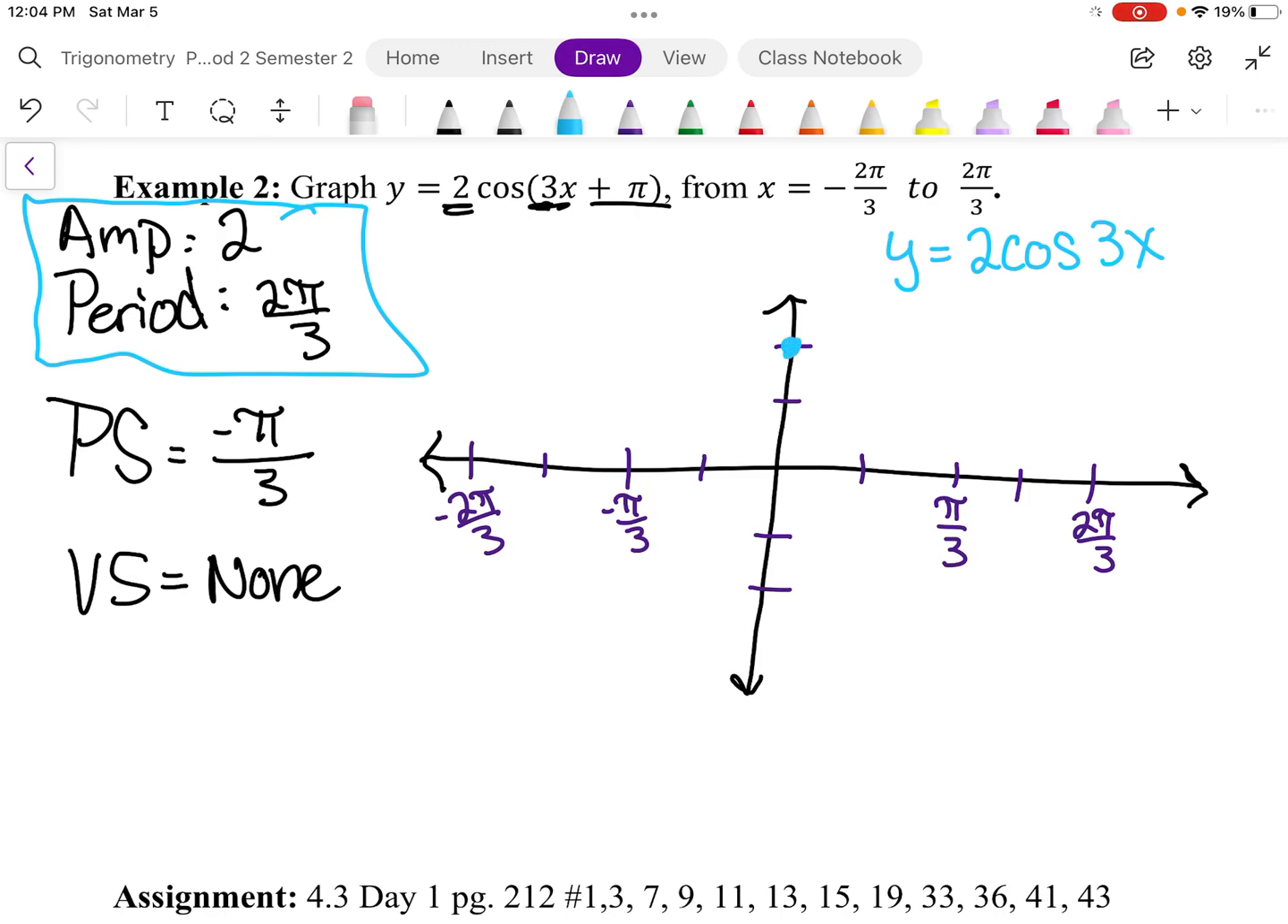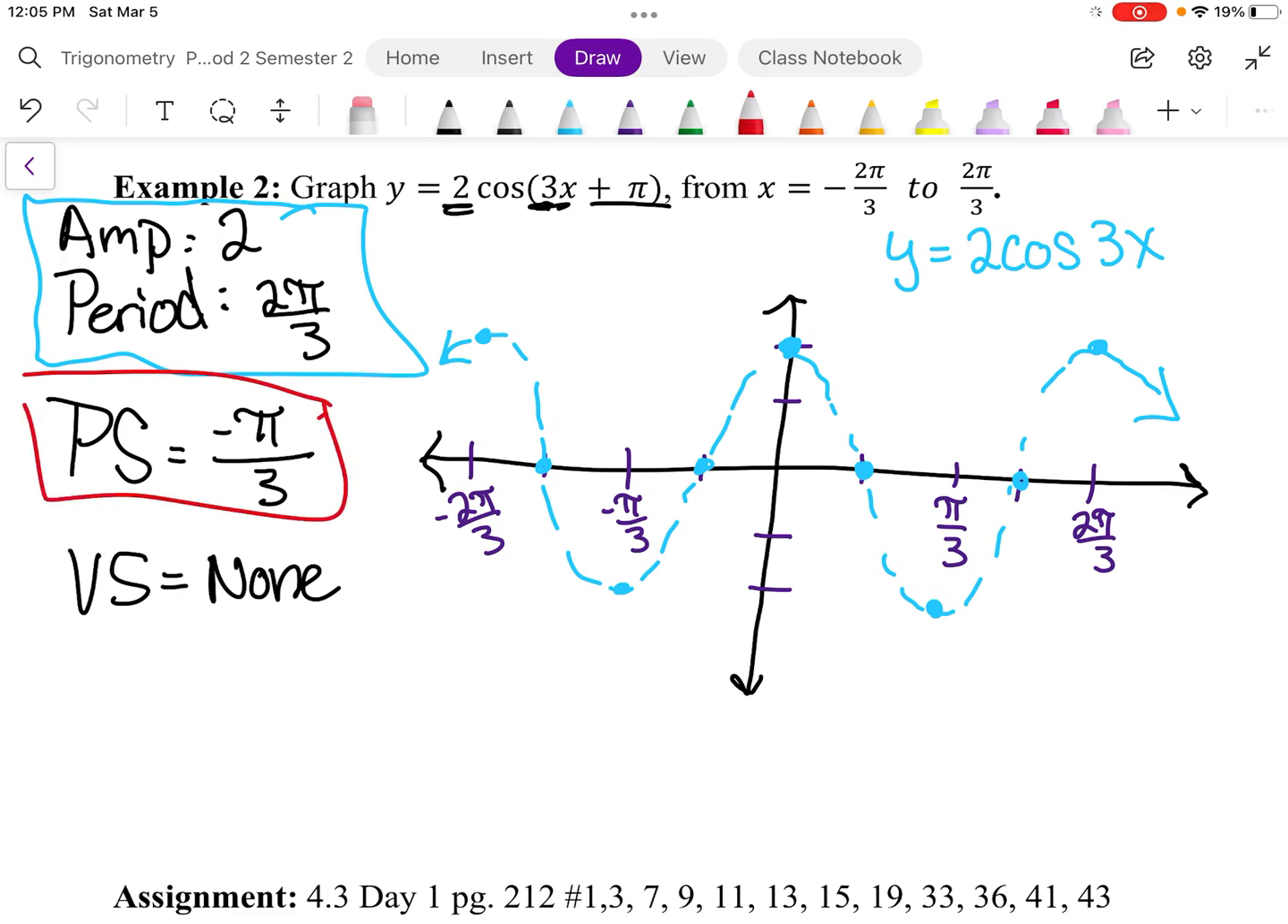And cosine always starts up at the maximum, goes down to 0, to our minimum, back to 0 again, and then maximum. So this is our parent function that we are going to use, and then we are going to complete the phase shift. All right, so then we are moving this graph negative pi over 3, which means we're moving it left.